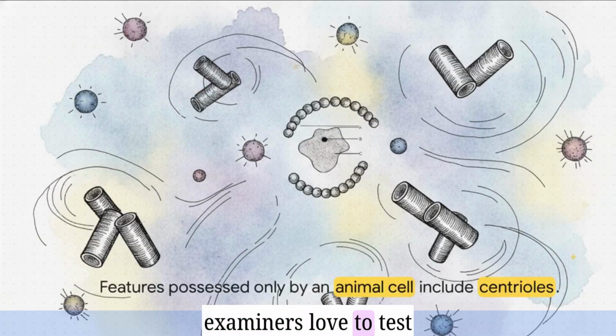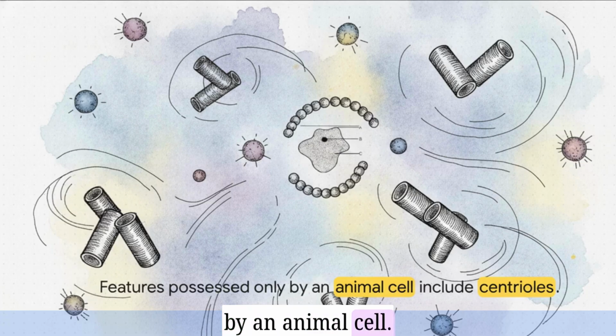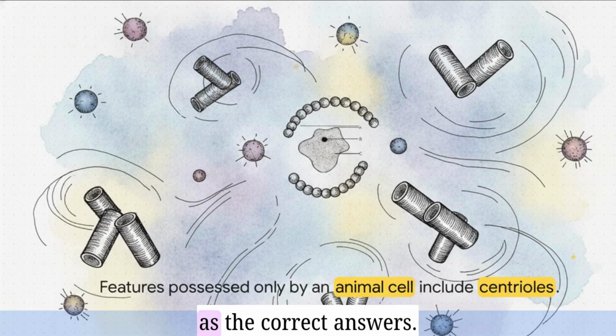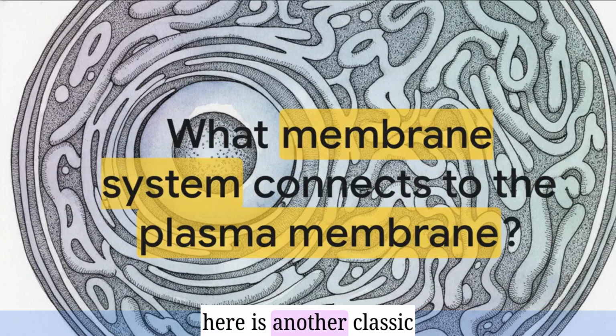Actually, examiners love to test your specific knowledge by asking for features possessed only by an animal cell. So if you see that question, just picture this amoeba right here. You can confidently write down centrioles for cell division and lysosomes, our trusty suicide bags, as the correct answers. No doubt about it.